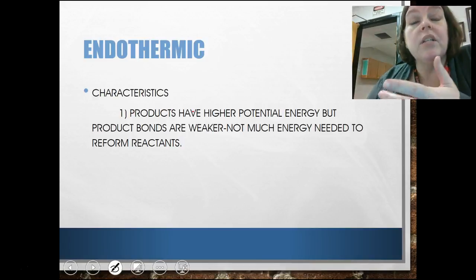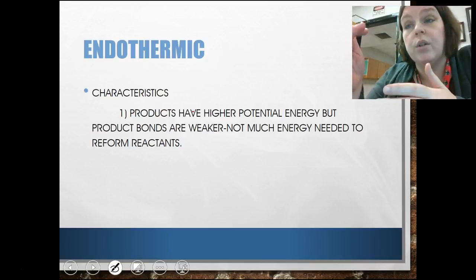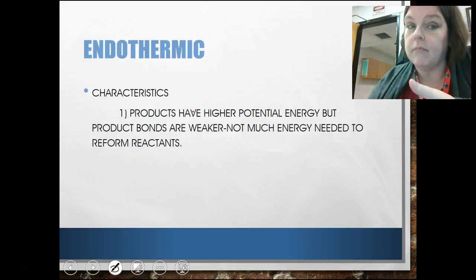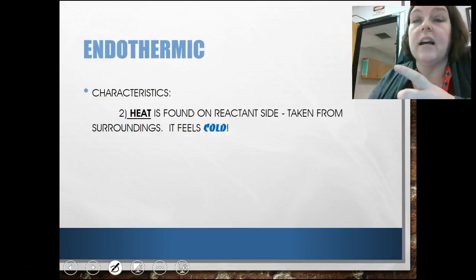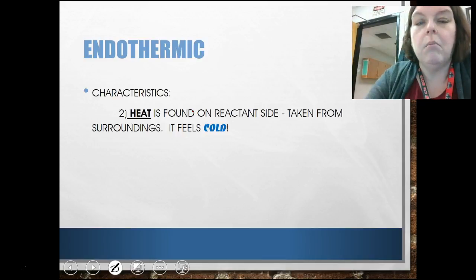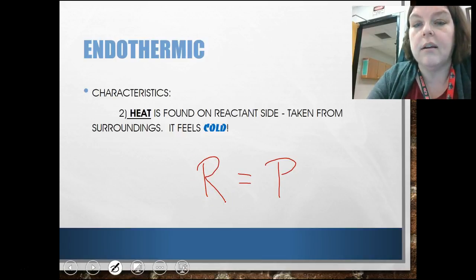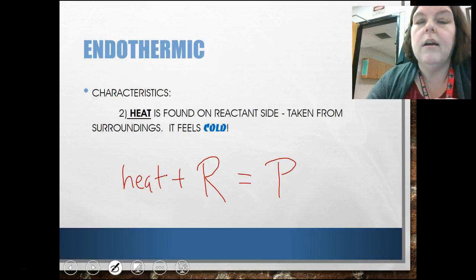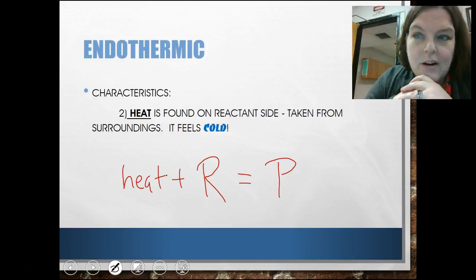Remember, if we talk about the activated complex, the products are closer to the activated complex in energy, therefore the product bonds are usually a little weaker. The reactant bonds are the ones that are stronger because you need more energy to reach the activated complex. Okay? Heat is found on the reactant side. Why? Well, think about it again. Products were bigger than reactants. In order to make this work, all of the energy that was in the products has to be added over here to the reactant side to make it happen. So basically, this is the one that's the hardest.